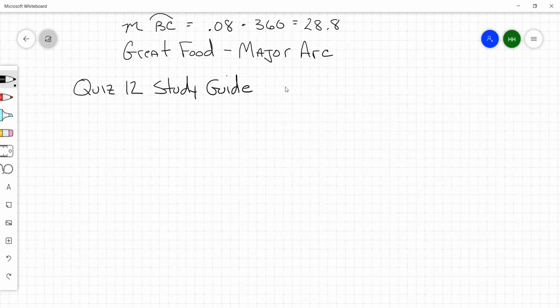Number 1 asks, what is a cubic polynomial function in standard form with zeros 2, 3, and negative 2? If those are the zeros, then the factors are x minus 2, x minus 3, and x plus 2. Sorry, that should be a minus 3 right there.